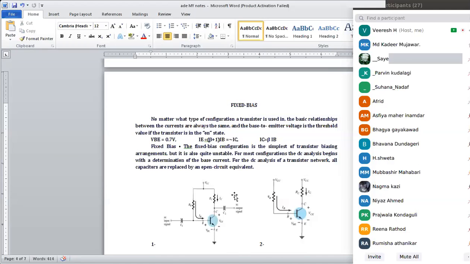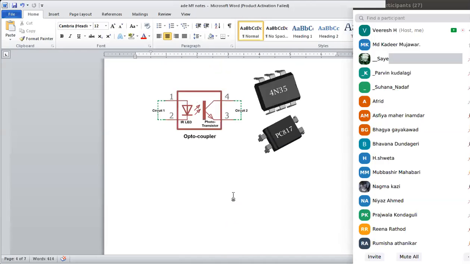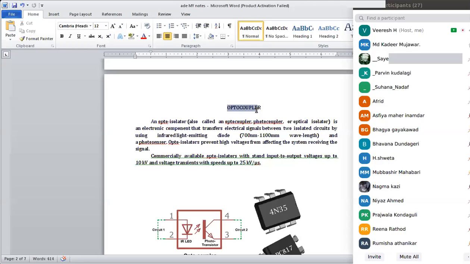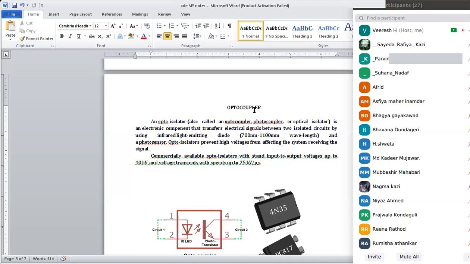Sir, could you repeat the optocoupler once again? Okay, no problem. The optocoupler is basically used for isolation purposes. What is isolation? Isolation is separation, separating the two parts. Why are we separating the two parts? So that we don't want any harmful effect of one part on the other part. To avoid that effect, we give isolation between the two circuits.